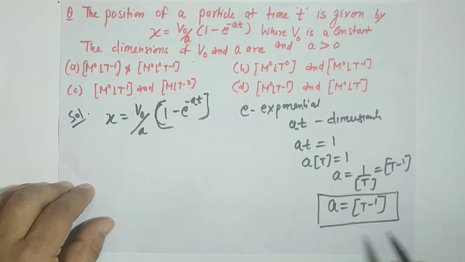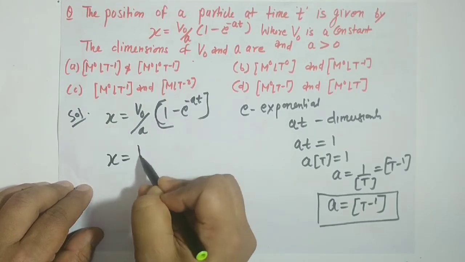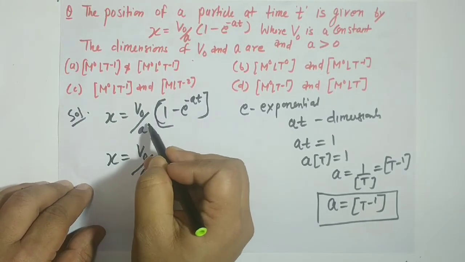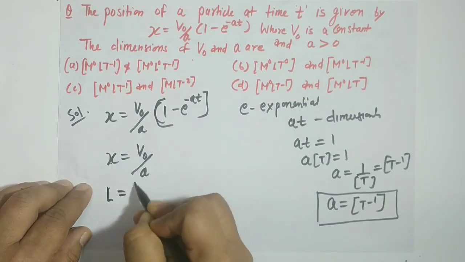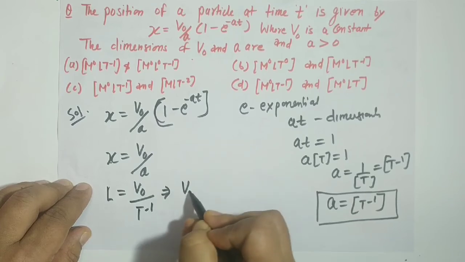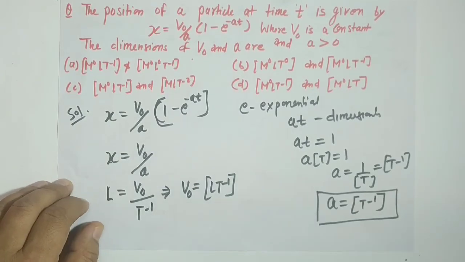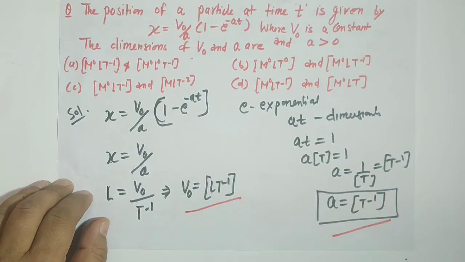Got it or not? And then x and v naught by a should have the same dimensions if you see it. Why? By homogeneity. Now x is what? L. What is a? T to the power minus 1. So what should be v naught? You got it or not? L T to the power minus 1. So you got both the answers. Very easy. This is v naught and this is a.